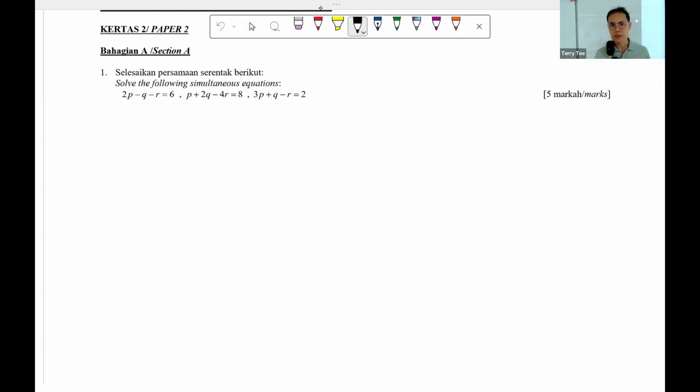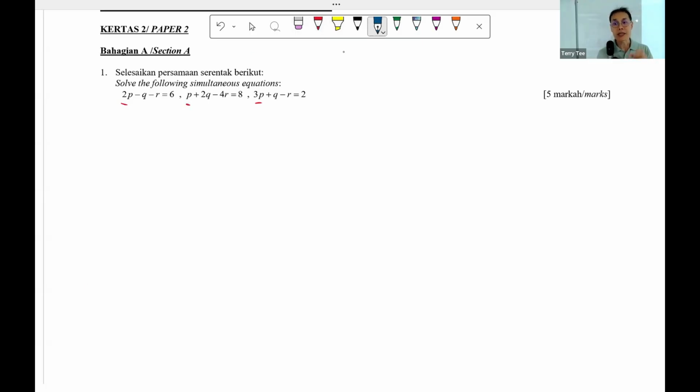Now for me, if you're given all 3 terms, P, Q, and R, I will use elimination. All right. So first we identify which term can be eliminated. You look for the LCM. You see P, right? The LCM of 2, 1, and 3 is 6.